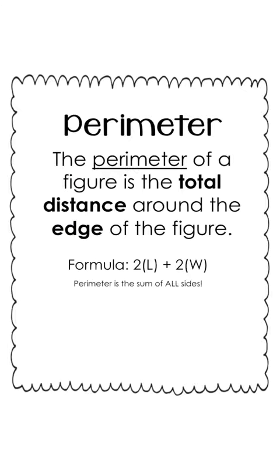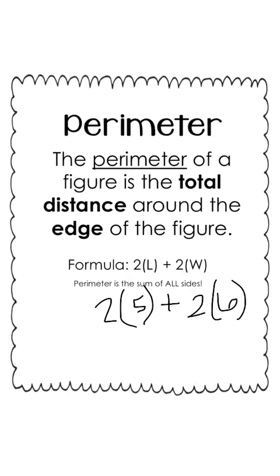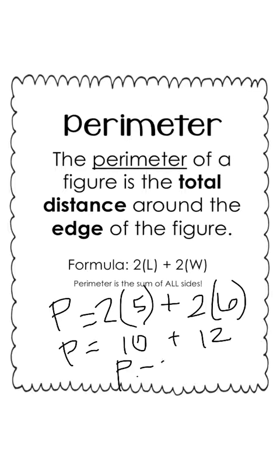Quick recap of the definitions. We have perimeter. Remember, perimeter is the total distance around the edge of the figure. And the formula we use is 2 times length plus 2 times width. So if I had a shape that had a length of 5 and a width of 6, my formula would look like this for perimeter. We know that 2 times 5 is 10, 2 times 6 is 12. So my perimeter would be 22.